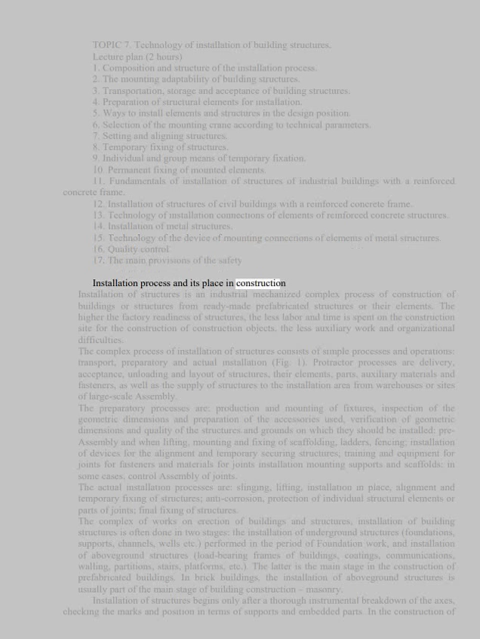Installation process and its place in construction. Installation of structures is an industrial mechanized complex process of construction of buildings or structures from ready-made prefabricated structures or their elements. The higher the factory readiness of structures, the less labor and time is spent on the construction site for the construction of construction objects, the less auxiliary work and organizational difficulties.